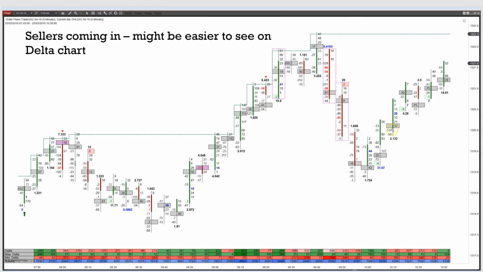So as you can see, 119, 72, 25, 40. You're seeing some big pockets of volume in here, just as you're going up, right? The offers. Look at that. It's mostly trading on the offers.